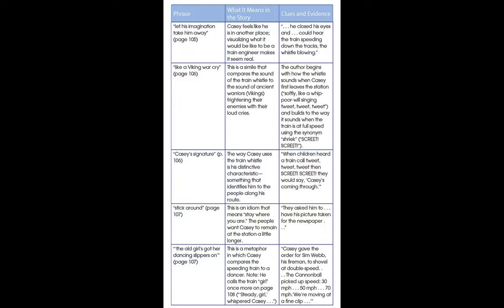So what it means in the story is this is a metaphor in which Casey compares the speeding train to a dancer. He calls the train girl once more on page 108, where he says to her, "Steady, girl." So he's referring to that object as a person, which it's not, okay? It's a train. And then the clues and the evidence from the story tell us Casey gave the order from Simweb for Fireman to shovel at double speed. The cannonball picked up speed, 30 miles per hour, 50 miles per hour, 70 miles per hour. We're moving at a fine clip. So what they mean by that is that the old girl's got her dancing slippers on and she's able to move pretty quickly. They used a metaphor in that case, okay?